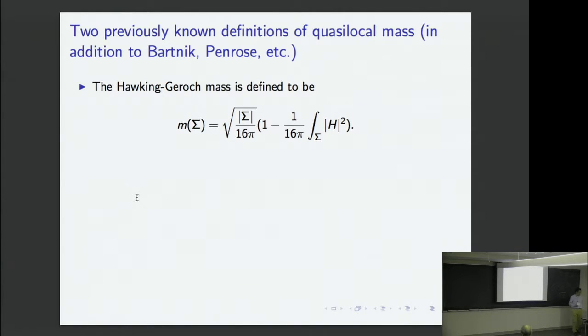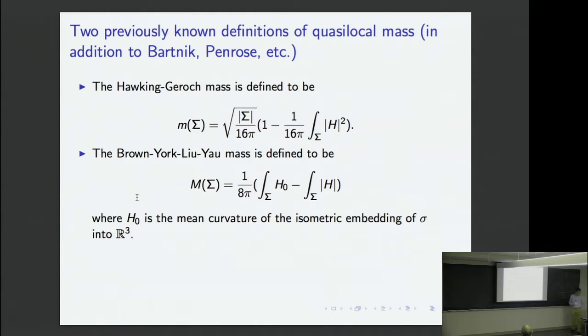First of all, this is the well-known Hawking-Geroch mass, and it is defined the following way. You can see that although you're probably more familiar with rho times mu here, rho times mu, or a multiple of it, is really just the Lorentz norm of the mean curvature vector. And this sigma here is the area of the surface.